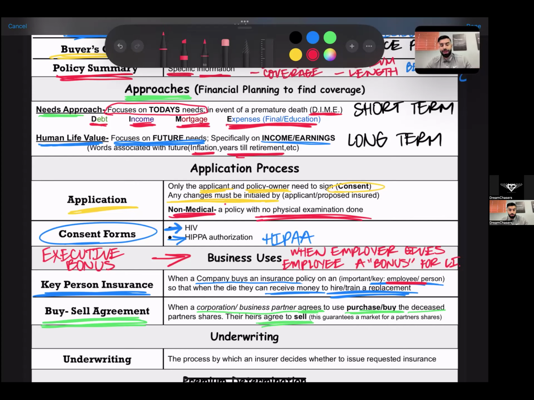Now, the reason they do it is because they can use it as a tax deduction because they're giving it to you as income, as a bonus, but then you have to pay taxes on it. And when I say you, I'm referring to the employee, right? The employee has to pay taxes on it. Why? Because it was given to him or her as income, right? So they have to pay taxes on it. Okay. So that is an executive bonus.